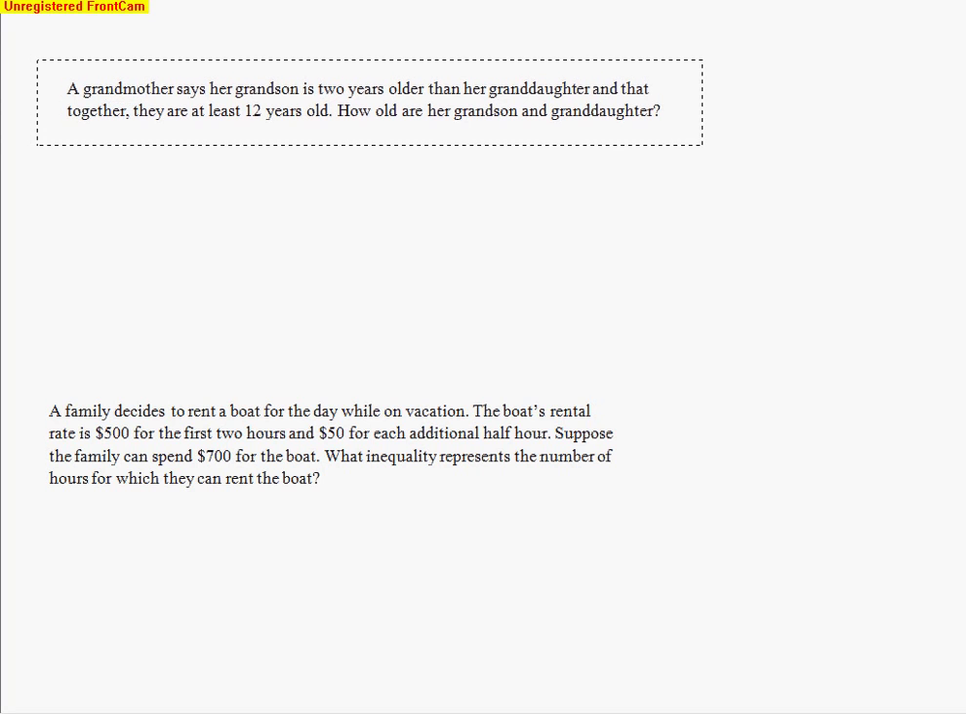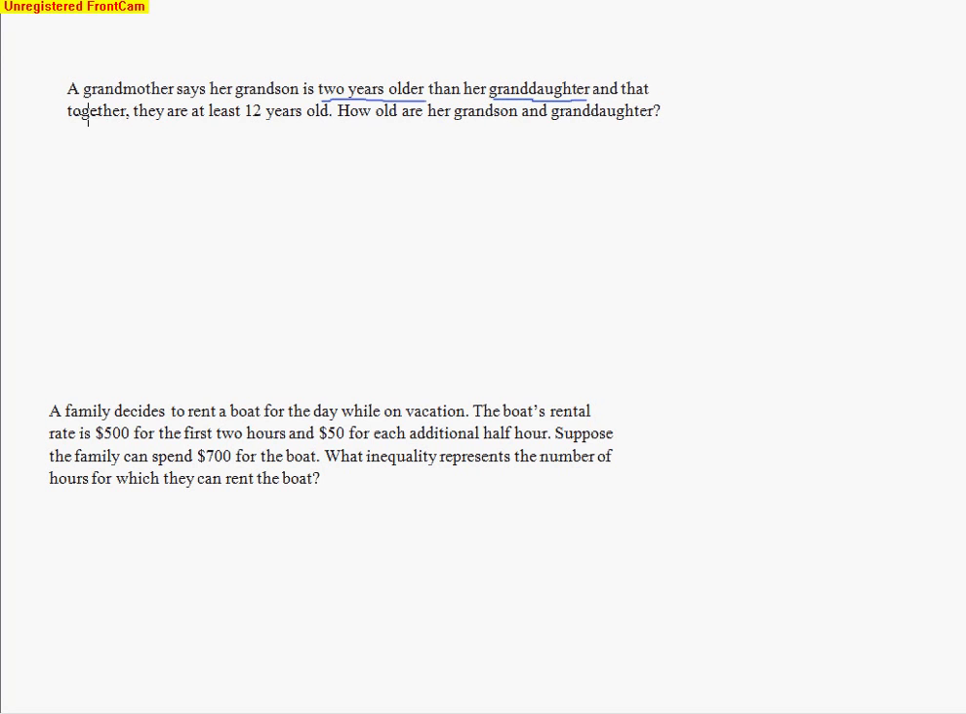And it says, a grandmother says her grandson is 2 years older than her granddaughter, and that together they are at least, so that helps us out, at least 12 years old. So this tells us our inequality sign. So let's take a look at what they say. Grandmother says grandson is. Is means equals.